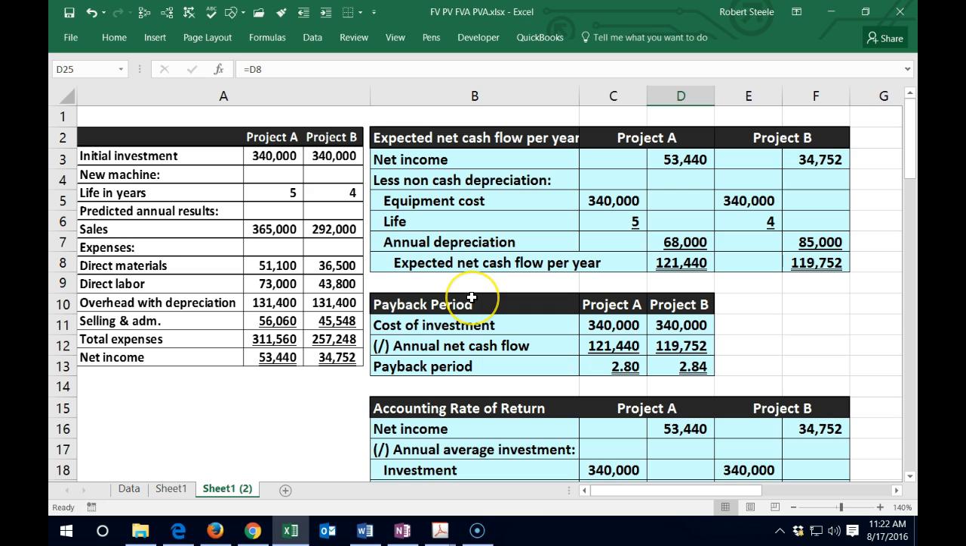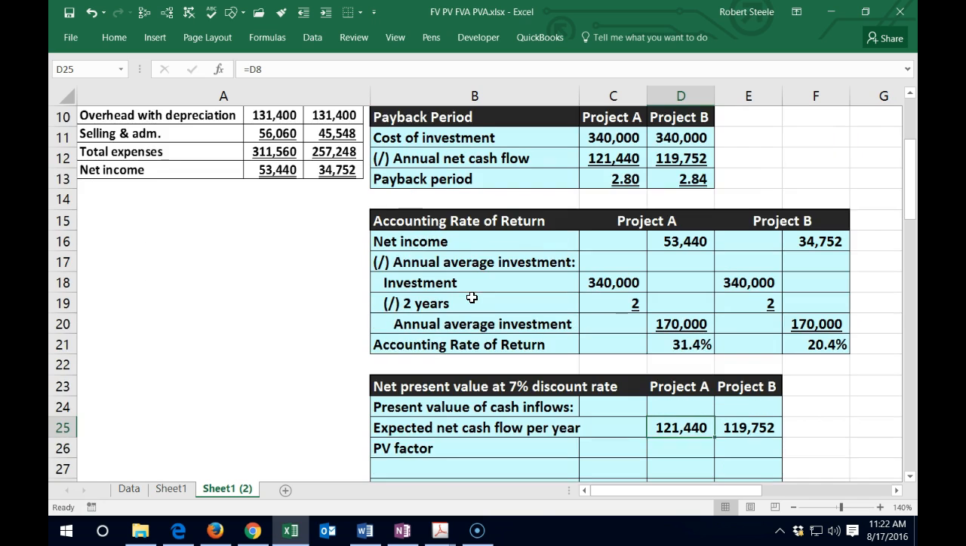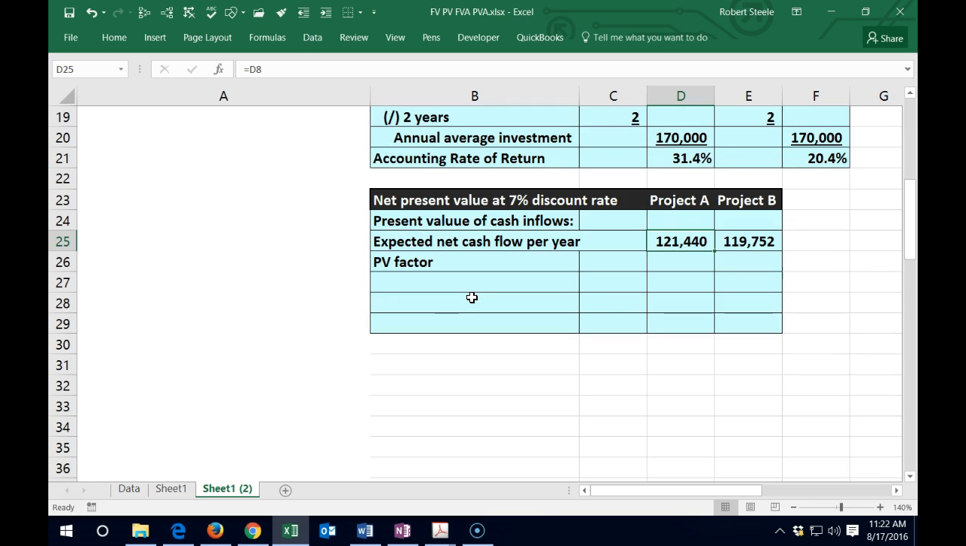But the problem is that we could put that money somewhere else, and there's going to be basically inflation, meaning the value of money is going to deteriorate over time. Therefore, we're going to look at it at a discount rate of 7%.